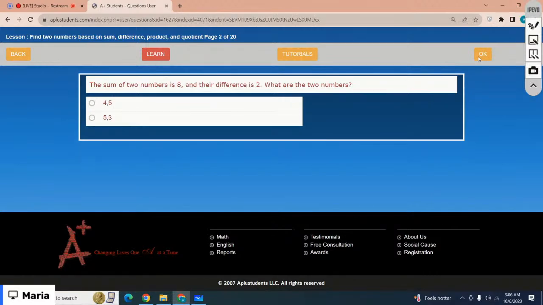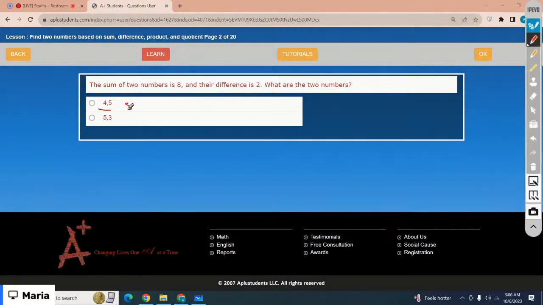The sum of two numbers is 8 and their difference is 2. What are the two numbers? Which two numbers have the sum 8 and difference 2? Which is the correct option? The sum is 8. You are given the options. Let's check the first one. 5 and 4. 5 plus 4, the sum is 9. That means this isn't the correct one. The numbers must have the sum 8.